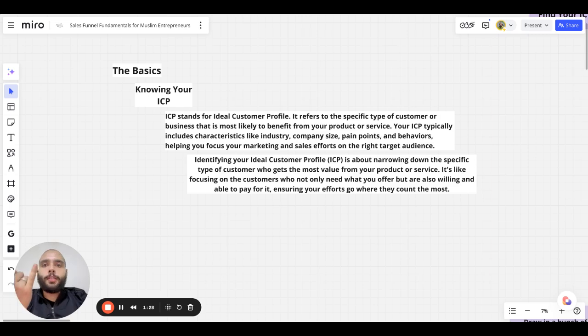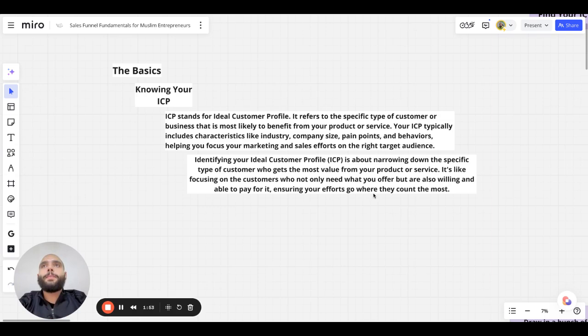They talk about this in basketball. They talk about it not just in sports, but basically anything in life. You gotta have your fundamentals down. So identifying your ideal customer profile, the ICP, is narrowing down the specific type of customer who gets the most value from your product or service. It's like focusing on the customers who not only need what you offer, but are also willing to pay for it, so ensuring that your efforts go where they count most.